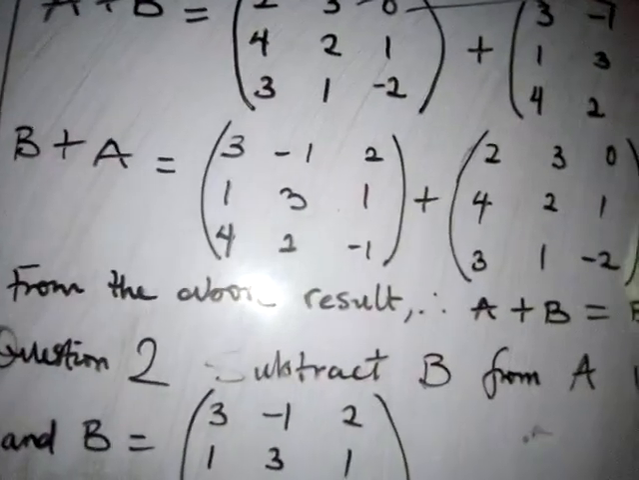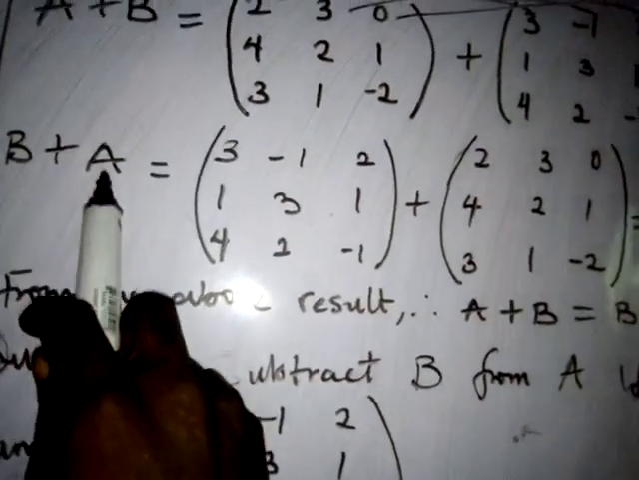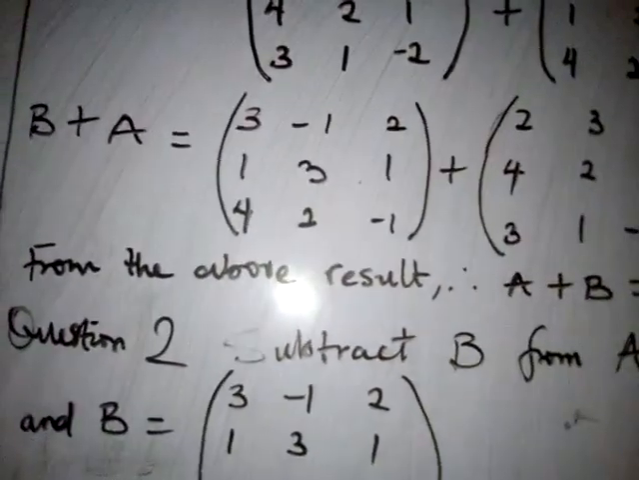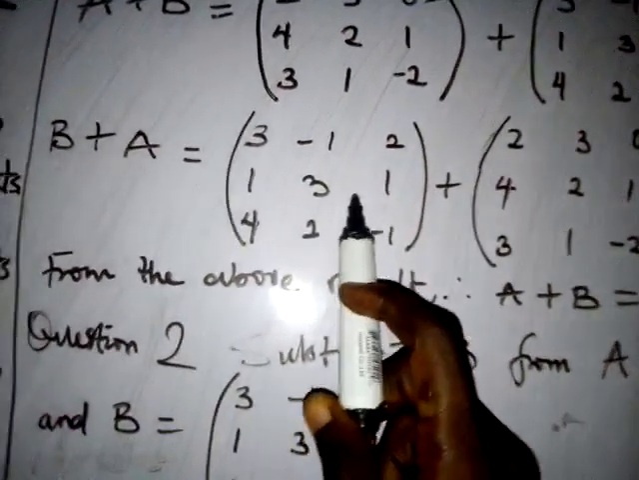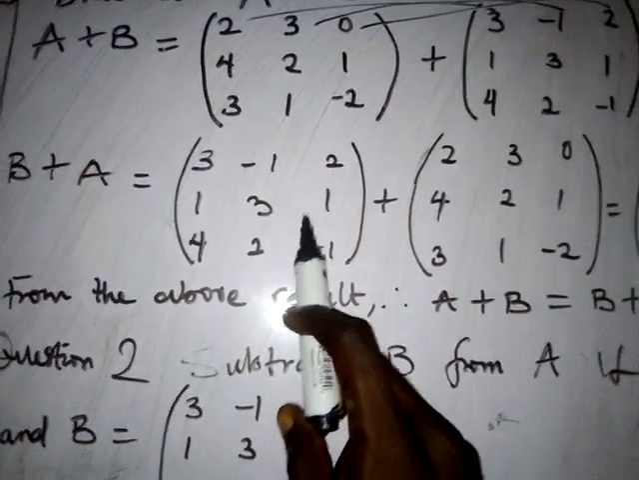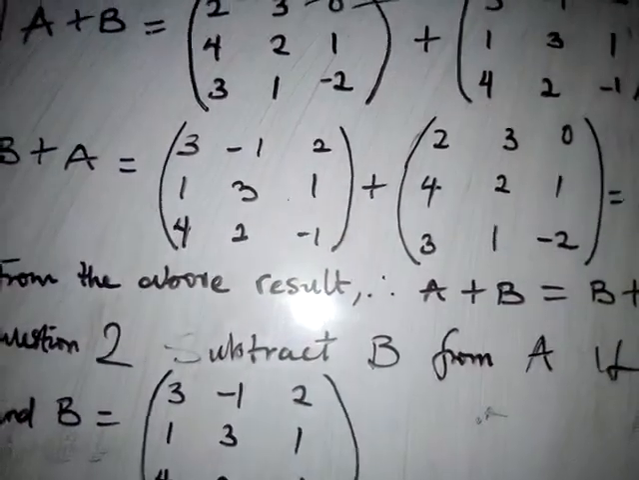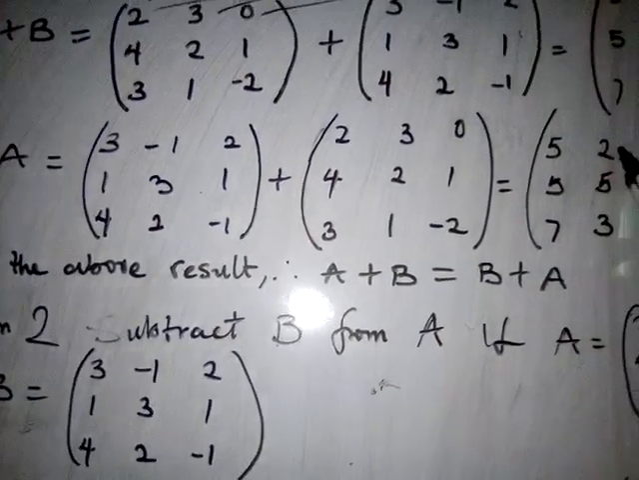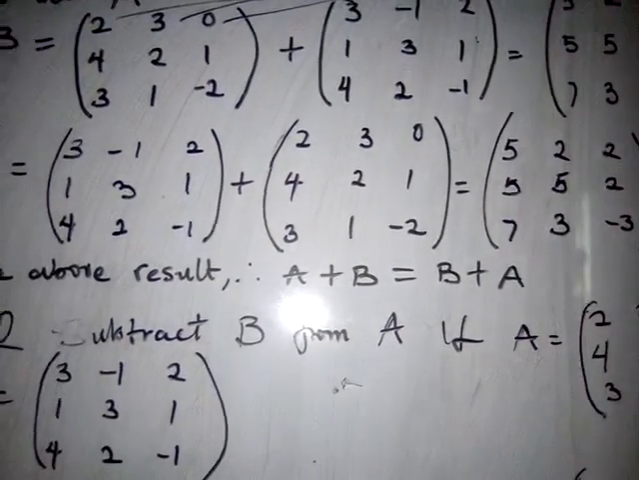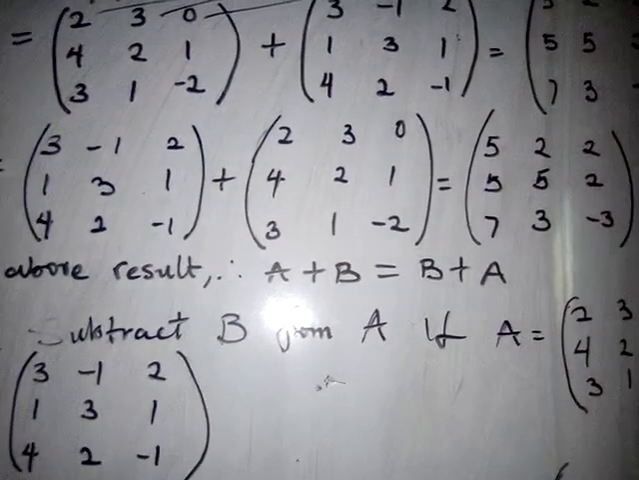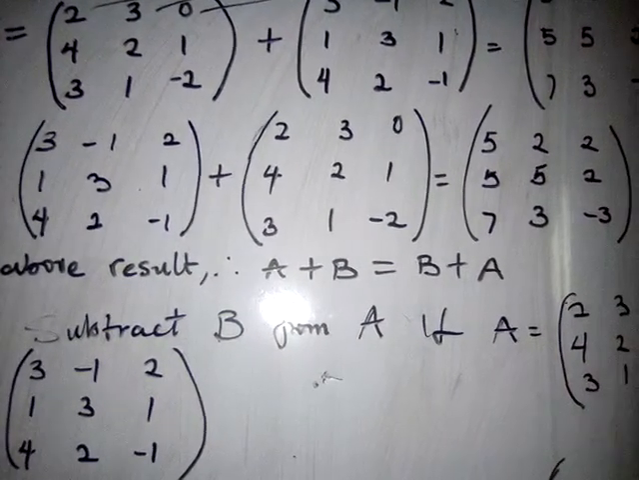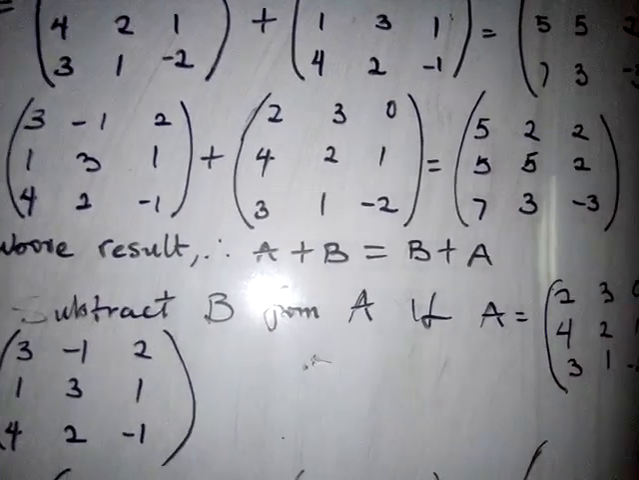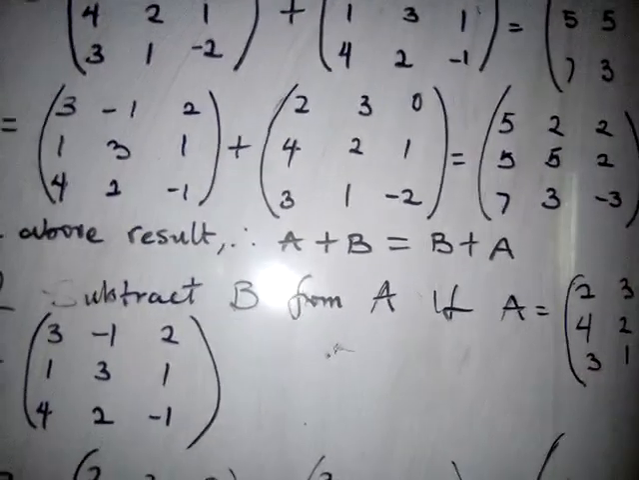So now see B plus A. There is a difference between A plus B and B plus A, depending on the element involved. Do you understand now? So that means matrix B will come before A. So let's see, 3 plus 2 will also give us what? 5. Minus 1 plus 2 will give us what? 2... 2 plus 0 will give us 2. 1 plus 4 will give us 5. 3 plus 2 will give us 5. 1 plus 1 will give us 2. 4 plus 3 will give us 7. 2 plus 1 will give us 3. Minus 1 plus minus 2 will give us minus 3.